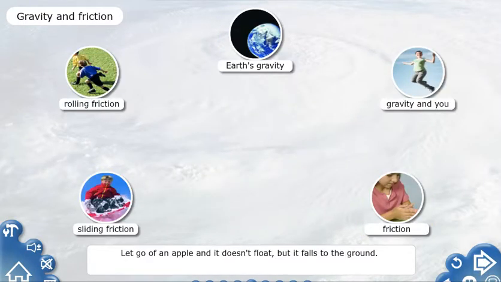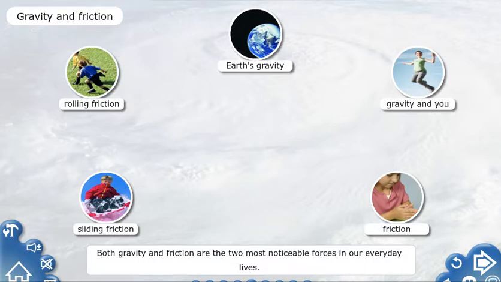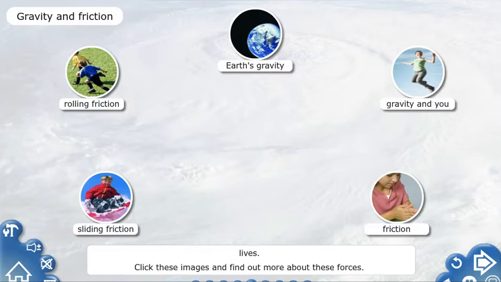Let go of an apple and it doesn't float, but it falls to the ground. You may be familiar with the story that Sir Isaac Newton started thinking about gravity when he watched an apple fall from a tree. Both gravity and friction are the two most noticeable forces in our everyday lives. Click these images and find out more about these forces.